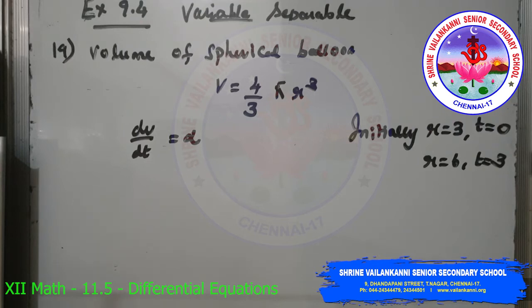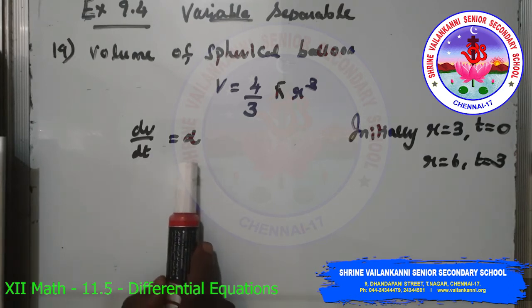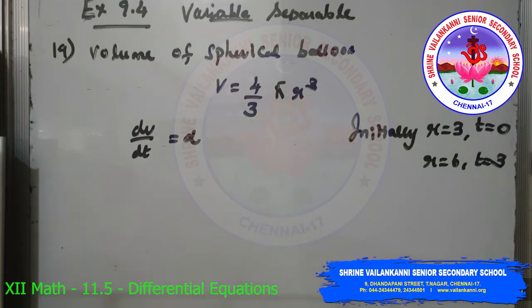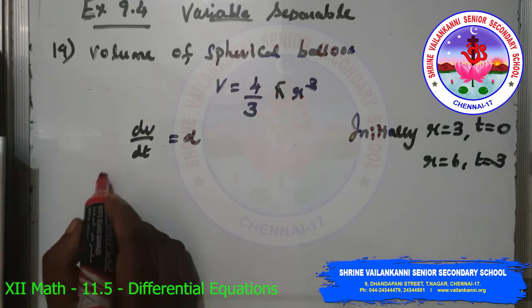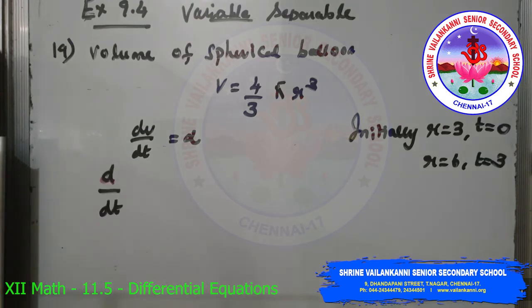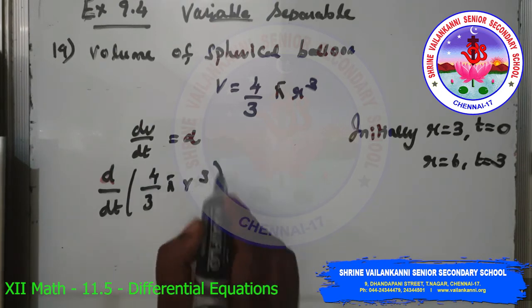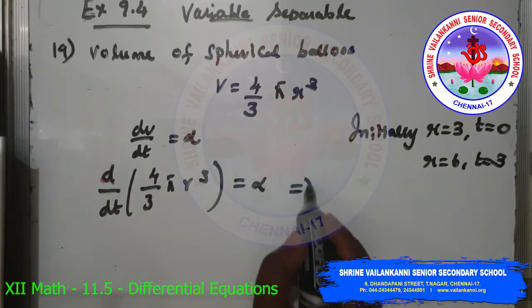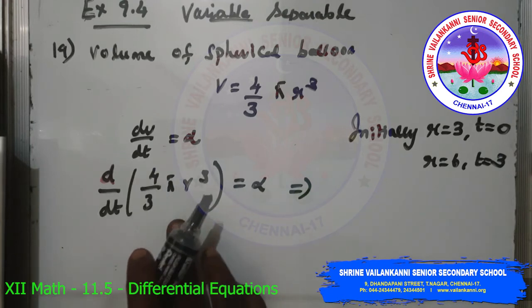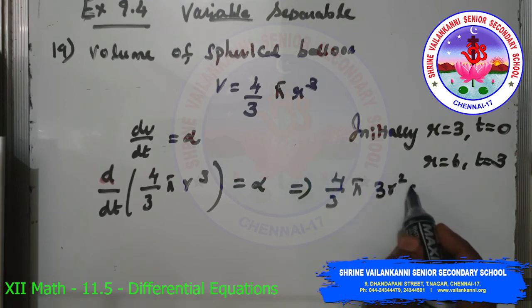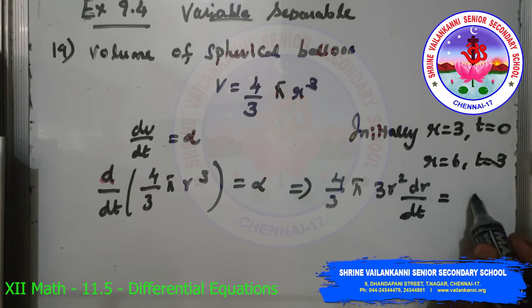So if there is a rate of change, then dV by dt is some constant alpha. The volume of the spherical balloon V equals 4 by 3 pi r cube. So differentiating this, d by dt of 4 by 3 pi r cube is equal to alpha. Differentiating with respect to radius, 4 by 3 pi into 3r square into dr by dt is equal to alpha.